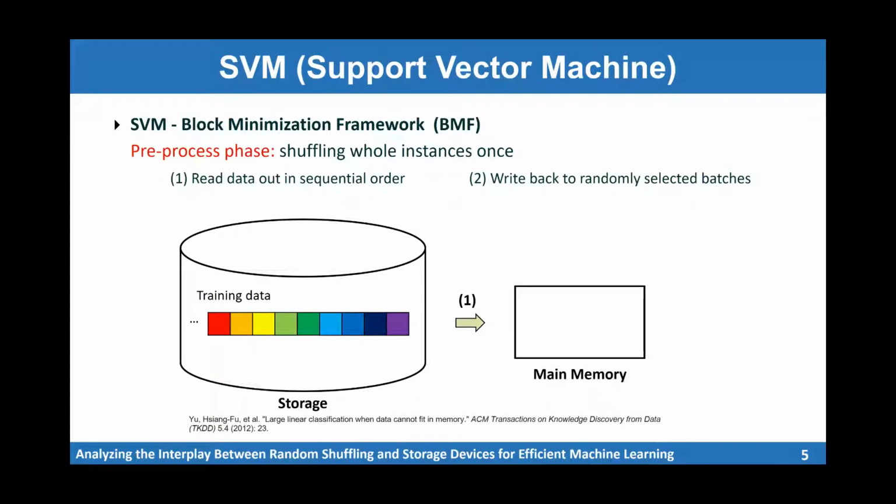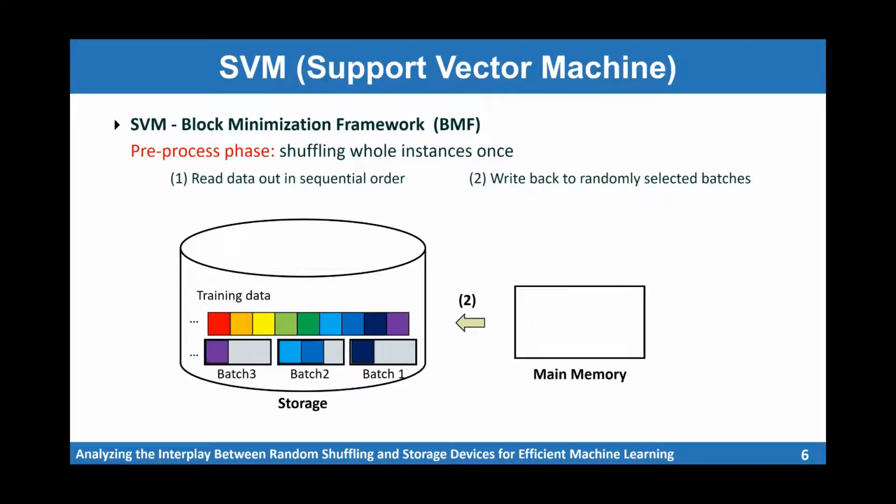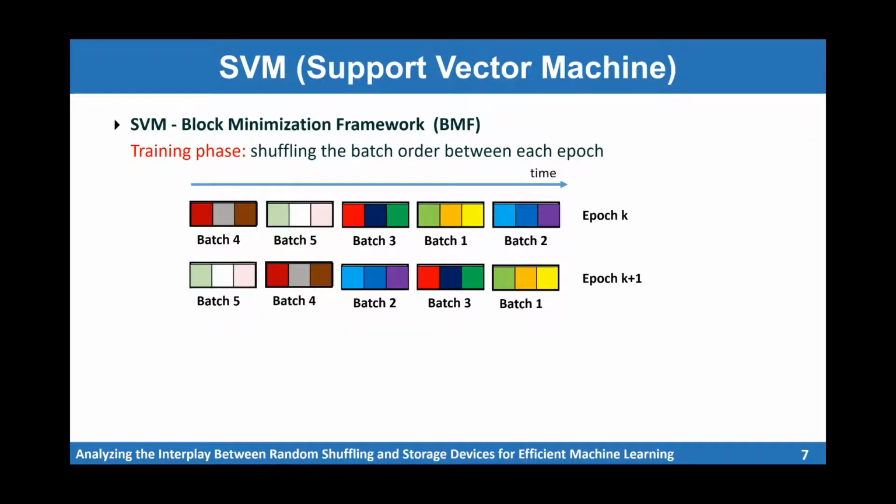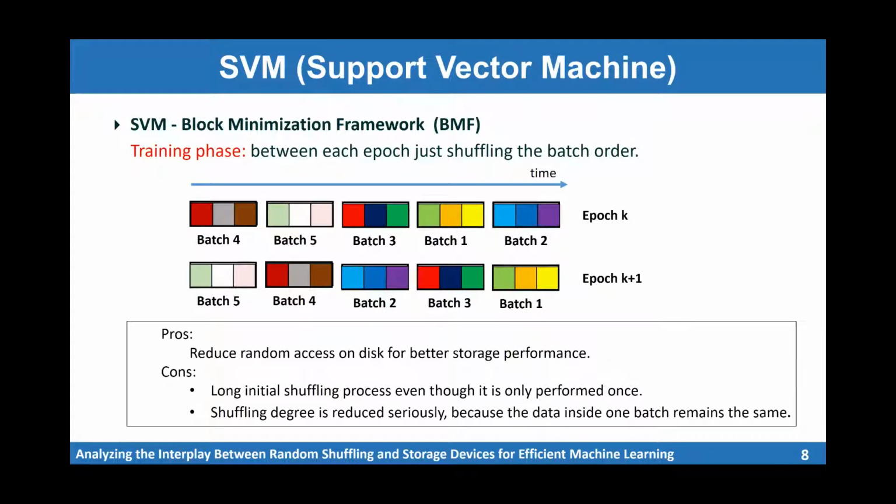For SVM, we adopt the BMF implementation, block minimization framework. In BMF, there is a preprocessing process, which reads the training data from the disk to the memory sequentially and writes back training data to randomly selected files. During the training phase, BMF only shuffles the batch order between epochs.